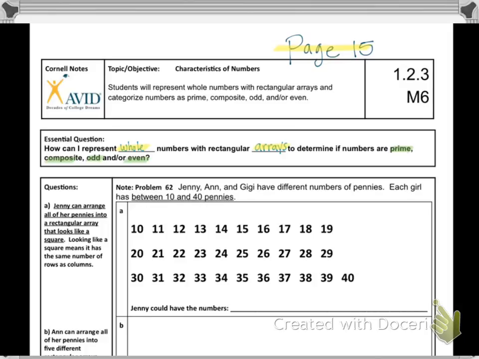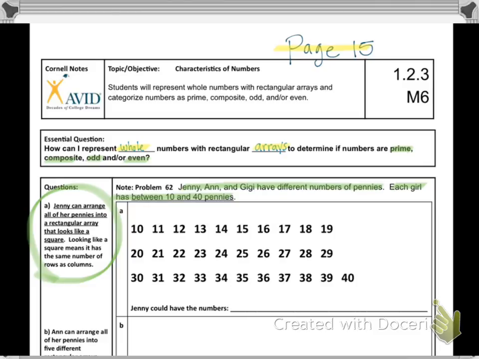Let's take a look at question number 1 for the day. It says, Jenny, Anne, and Gigi have different numbers of pennies. We've been talking about pennies with rectangular arrays since the beginning of this week. Each girl has between 10 and 40 pennies. Let's look at the question in the margin for part A. It says Jenny can arrange all of her pennies into a rectangular array that looks like a square. Looking like a square means it has the same number of rows as it does columns.